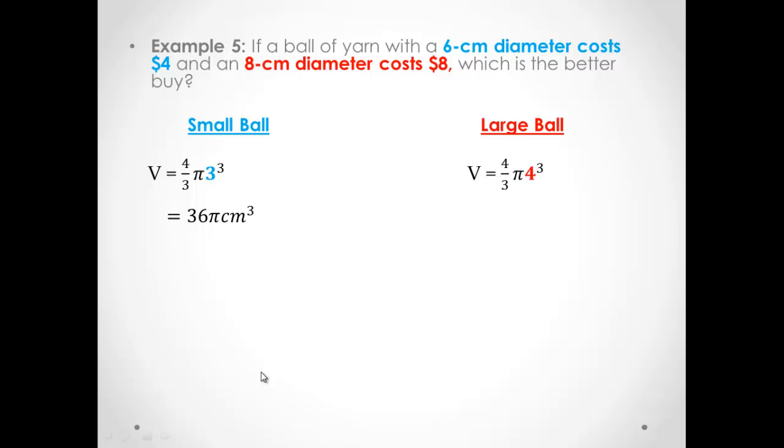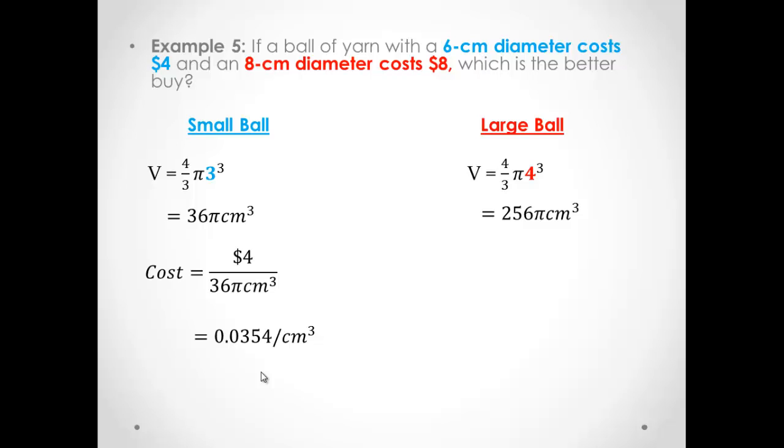We do the same thing with the large ball. Remember, they told us information in diameter. We've got to turn that into radius. 4/3 pi r, 4 to the power of 3. This simplifies to 256 pi centimeters cubed. But we want to figure out what is the cost. The cost is determined by how much dollars per centimeters cubed.